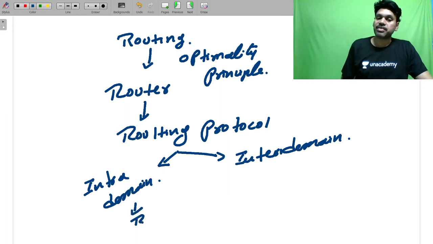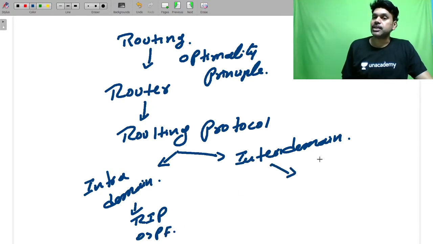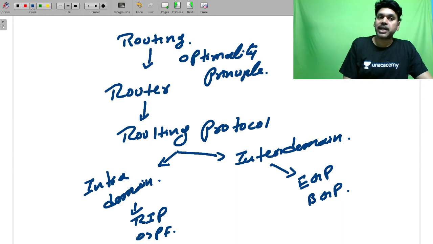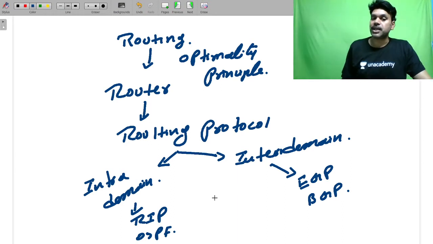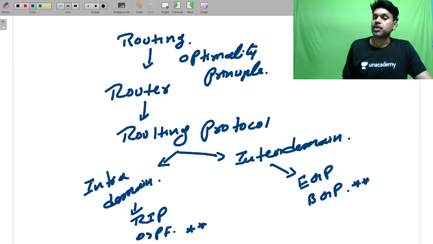Intra-domain routing, the famous protocols are RIP and OSPF. Inter-domain, the famous protocol is EGP, that is replaced by BGP. Right now, the industry and your IP protocol internet layer is following OSPF and Border Gateway Protocol, in special that path vector.